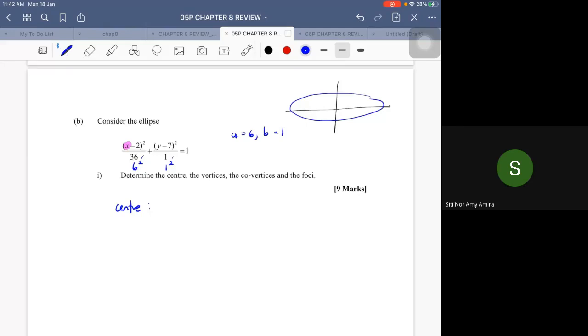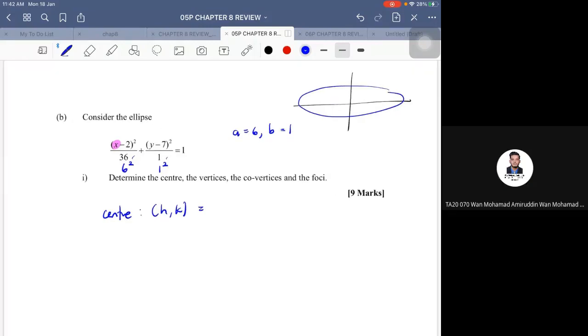So dia punya koordinat adalah H, K. Apa dia punya nilai H dengan K? 7, 2. It's the other way around. So it's 2, 7. Okay. So yang dengan X ni, 6, 2? Okay, jawapan dia adalah 2, 7.